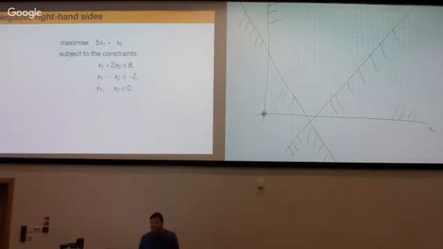In a situation like this, multiply all the constraints with negative right-hand side by -1. When you do this, well, there's only one. This constraint becomes minus x1 plus x2 is greater than or equal to 2. And now you know what to do.